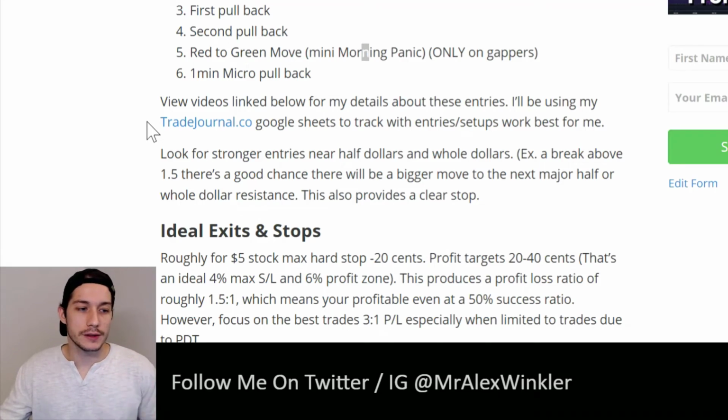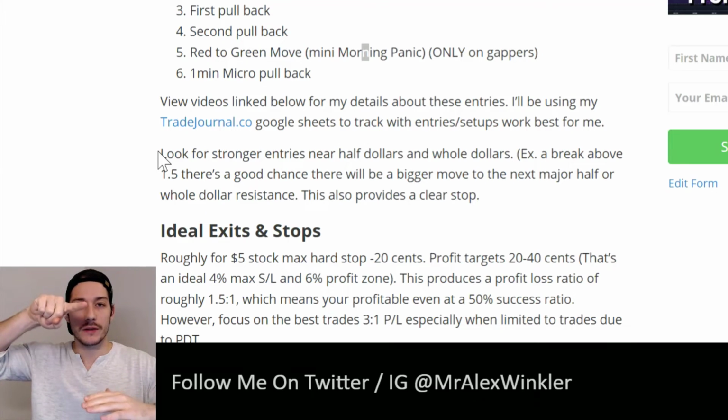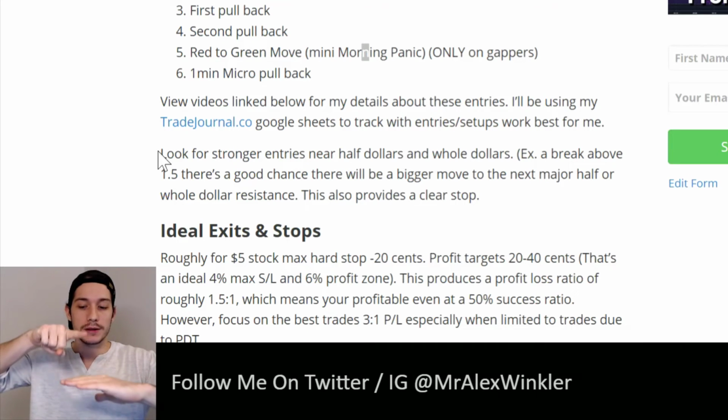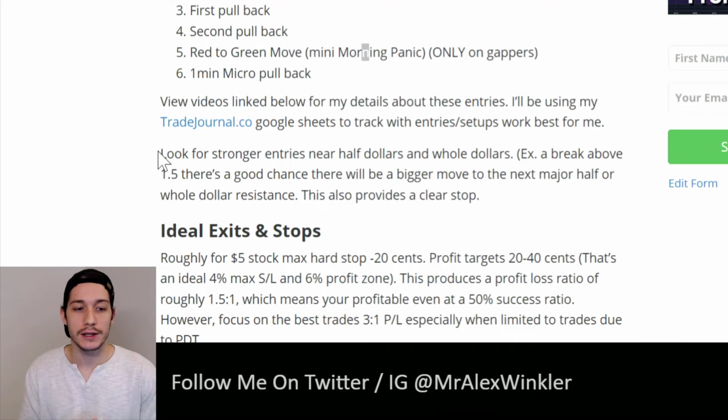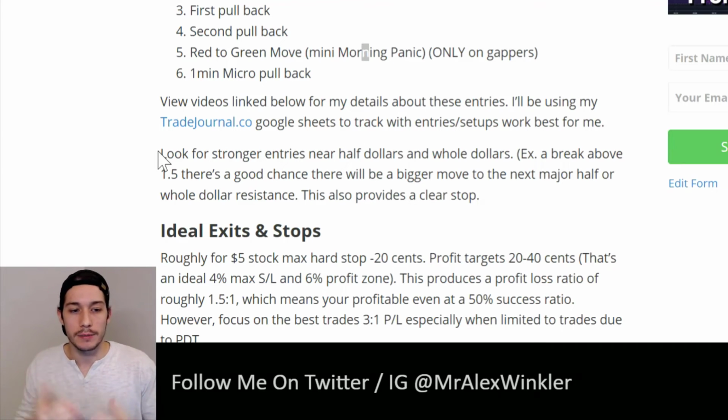Something I've noticed that Ross talks about a lot is to always look for near half dollars or whole dollars. So let's say a break over $5.50 and then a pullback to that area. That can be a really good entry zone. Those are usually major resistance zones. So if we have a nice big break over that, former resistance is oftentimes a new support, then a bounce back to that area could be a really, really good entry. Or you wait for a real bounce and then a breakout to new highs to buy there.